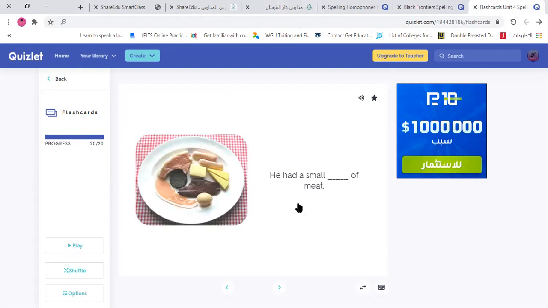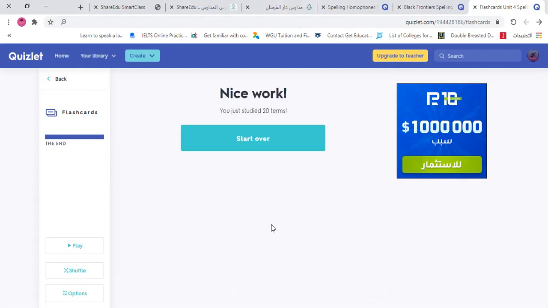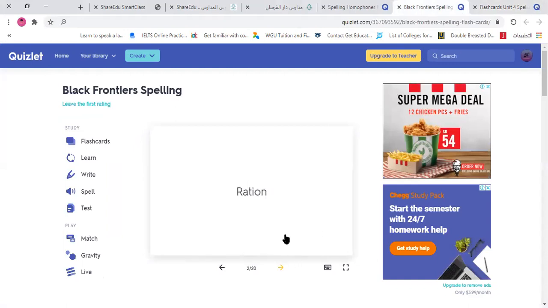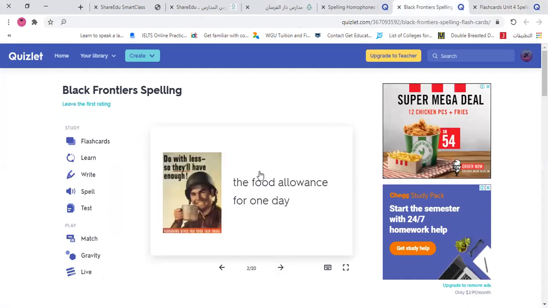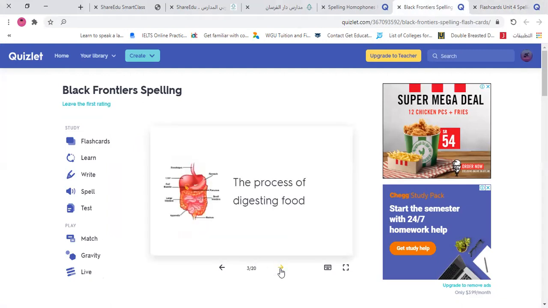Ration. Ration, which means what? It means a food allowance for 1 day. For example, this is my ration of food for this day. So a food allowance for 1 day, I will call it ration. طيب, let's go now. This is ration, you see? This ration that you have, digestion, this is digestion.